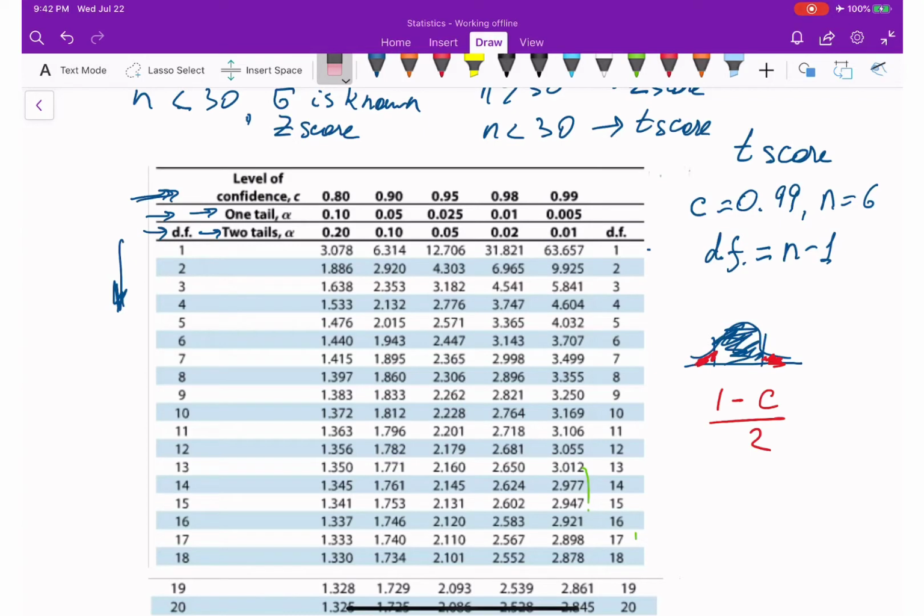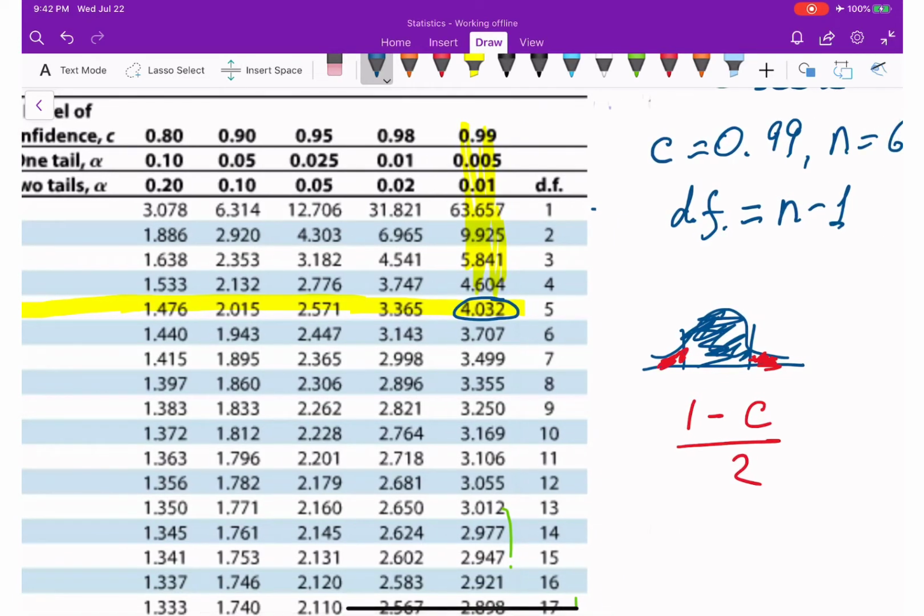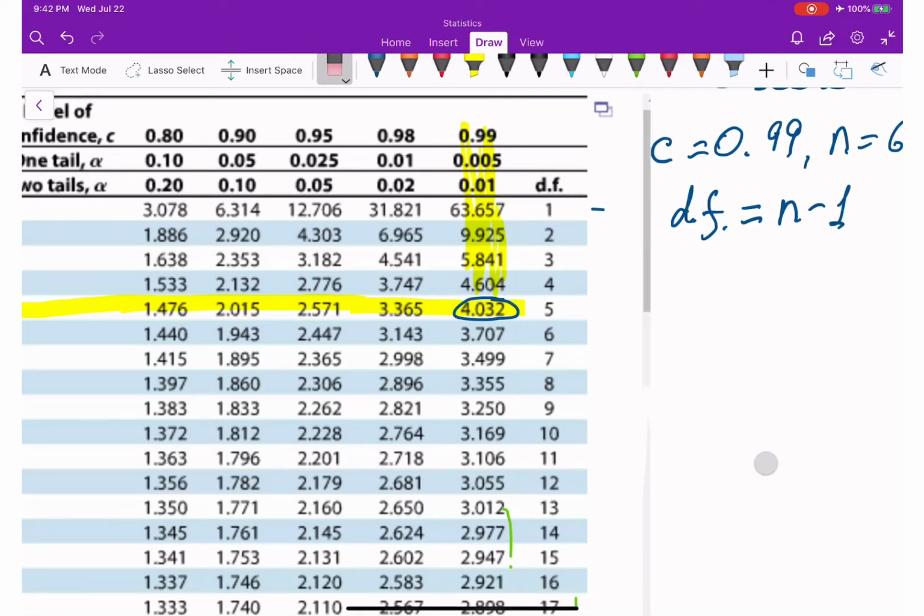We have confidence level 99% right here, and sample size is 6, which means degree of freedom is going to be 5. So T critical in this case, let me clean this, we don't need any more. So T critical is going to be 4.032.